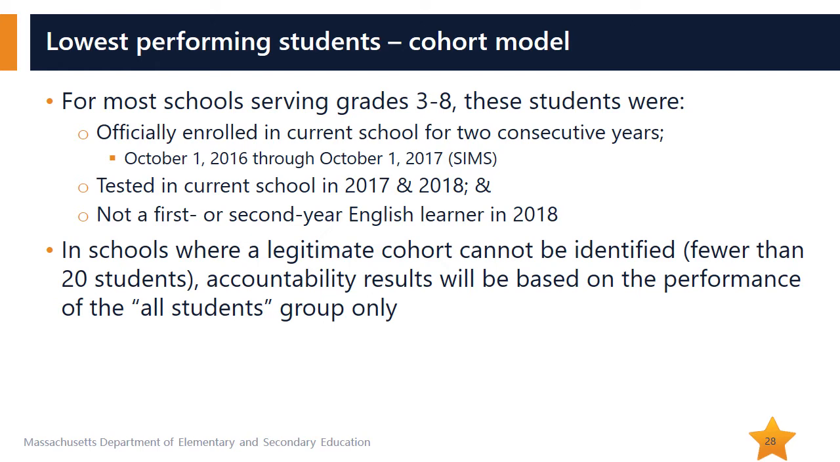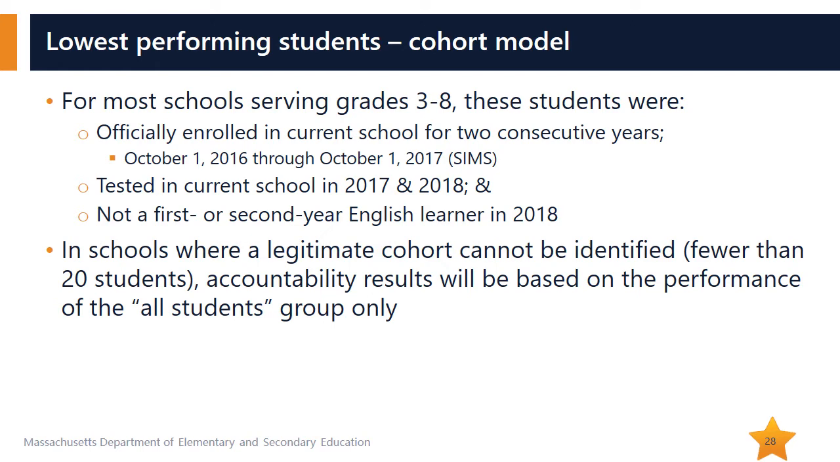Students who take the MCAS Alt will not be eligible for inclusion in the group, nor will first or second year English learners. The cohort model requires at least 2 years of assessment results. English learners take MCAS in their first year for diagnostic purposes only, so they would not have 2 years of usable MCAS results until their third year.